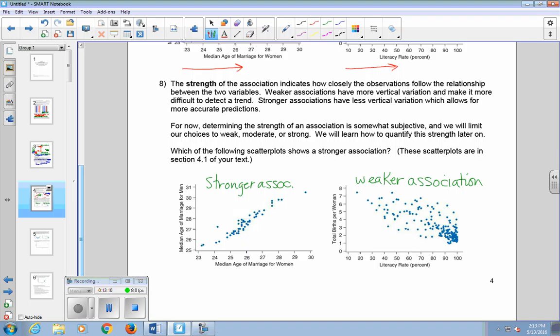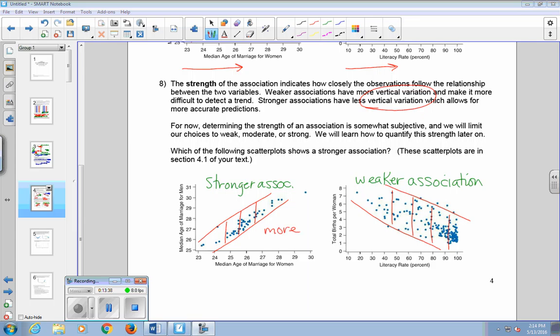And just taking a closer look at what they mean by vertical variation. We look at where these points tend to fall in this graph. The vertical variation, it's up and down distance. It's a little bit smaller on the graph on the left. Come over here and try and do that to the graph on the right. We're going to find there's more vertical variation. So again, a weaker association. Oops, I need to correct that. That should say less vertical variation.